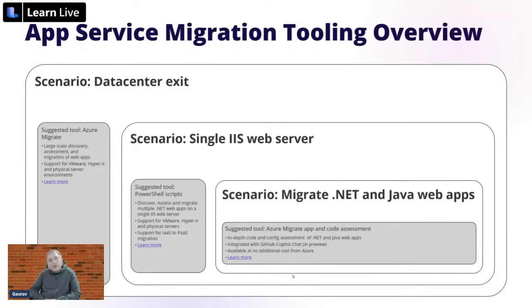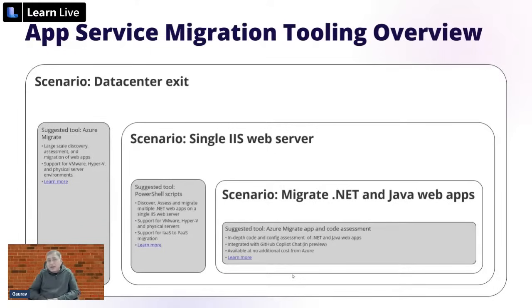Now, when it comes to PowerShell scripts, behind the scenes we follow pretty much the same concept. We let you discover all web applications on a single server. We let you assess these web applications, and then you can either migrate off that VM if you have internet access, or you can just zip the content and config, copy it to a virtual machine which has internet access, and then go ahead and migrate.